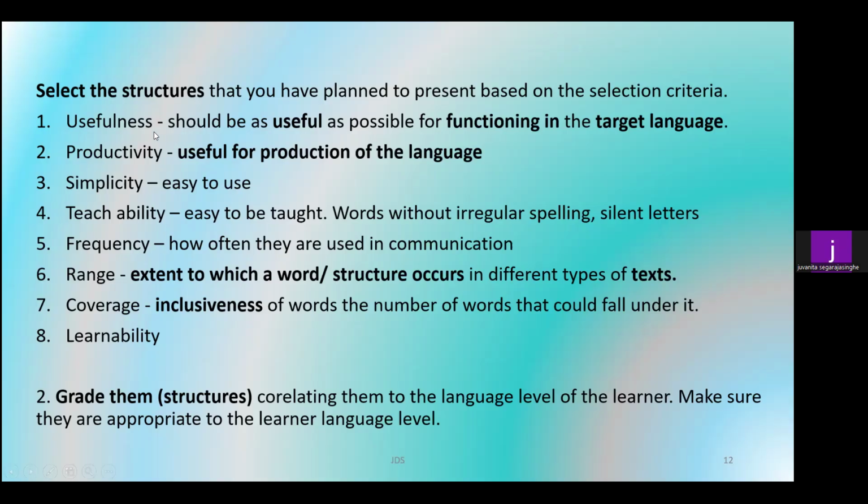Are they using present continuous tense more often than past perfect tense? Definitely, it's the present continuous tense. It's used very heavily compared to past perfect. Thereby, we will go for the present continuous tense. Right? So, consider the usefulness of the structure.